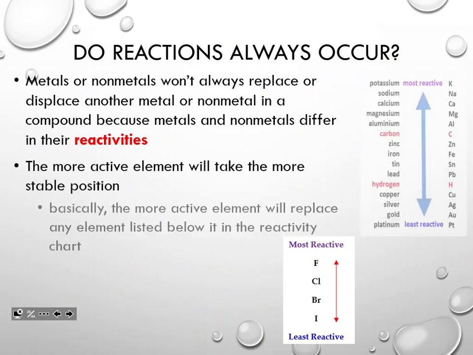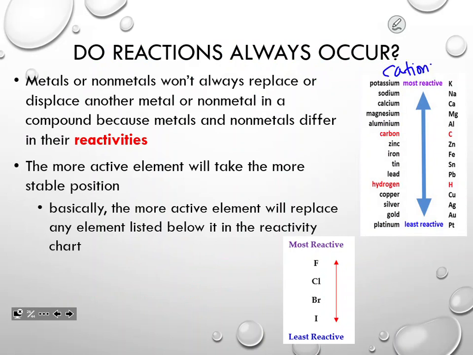Okay, but there is a little hitch to single replacements. They don't always occur. Okay, you have to look at the activity series, and you have a table in your packet that is the activity series, and basically it talks about the cations. Here are the cations, we're looking at the cations. These are versus like the halogens down here. The halogens follow their normal reactivity pattern, fluorine being the most reactive, iodine being the least reactive.